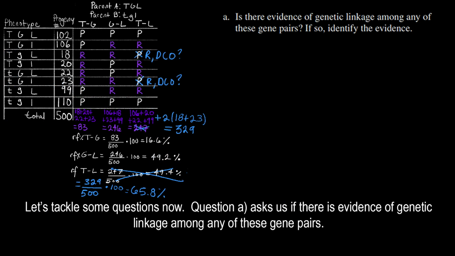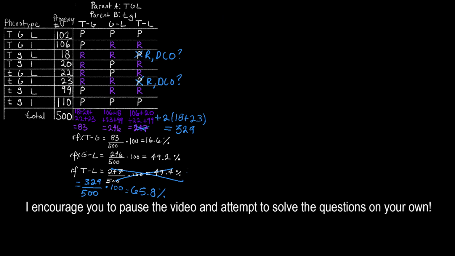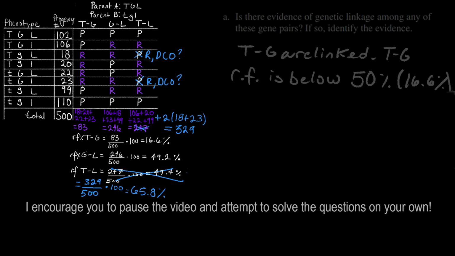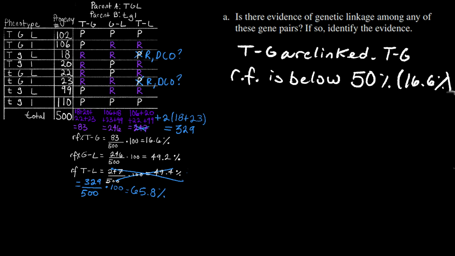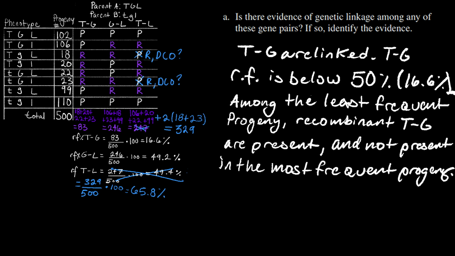Let's tackle some questions now. Question A asks us if there is evidence of genetic linkage among any of these gene pairs. I encourage you to pause the video and attempt to solve the questions on your own. T through G are linked. T through G recombination frequency is below 50%. It's actually 16.6%. Among the least frequent progeny, recombinant T through G are present, and not present in the most frequent progeny.